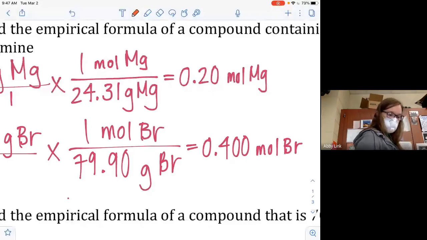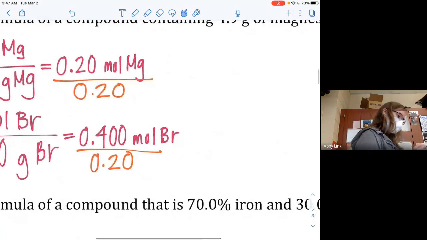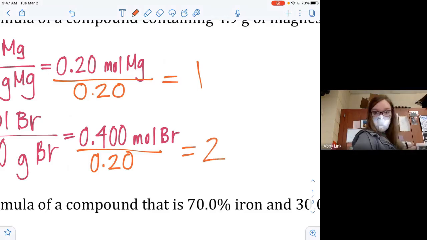All right, so now we're looking at step number 2. Step number 2 says divide all the moles by the smallest mole amount. So what is smaller here, the 0.2 or the 0.400? 0.2, yeah, absolutely. So I'm going to divide this by 0.20, and I'm going to divide this by 0.20. Whatever one's smaller, no trick here. When I divide 0.20 by 0.20, I get 1. And when I divide 0.400 by 0.20, I get 2. These numbers are both whole numbers, okay?